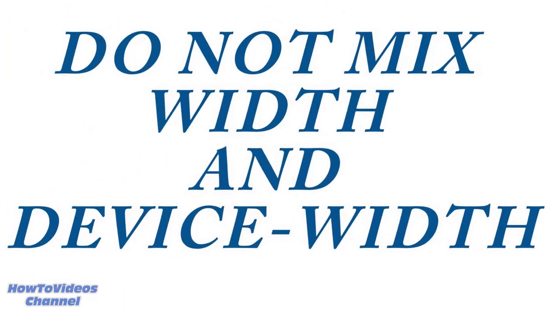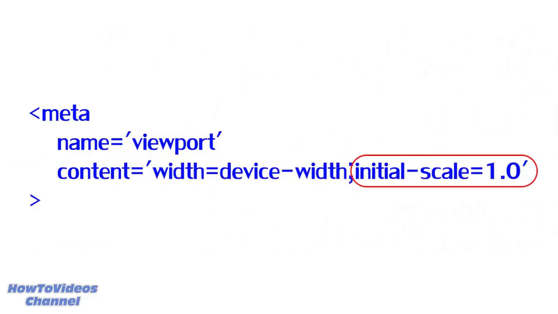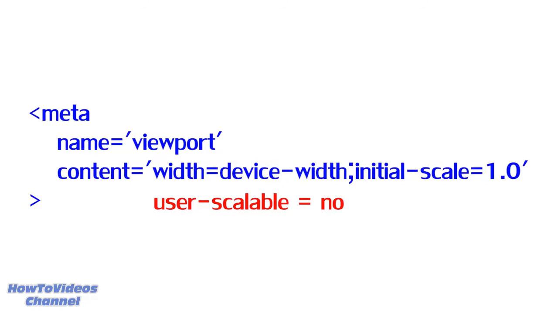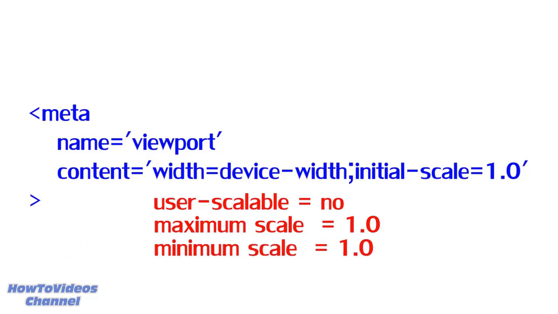In the following lessons, make sure you don't mix viewport width and device width. As for initial-scale equals to 1.0, this is to tell the browser not to display everything at their original size. If you want, you can also add another value to the content attribute. User-scalable equals to no. This means mobile users can't zoom in or out on our web page by tapping the device screen. Another two commonly seen values are maximum-scale and minimum-scale. Usually we set both their values to 1.0. This means the page cannot be scaled up or down.